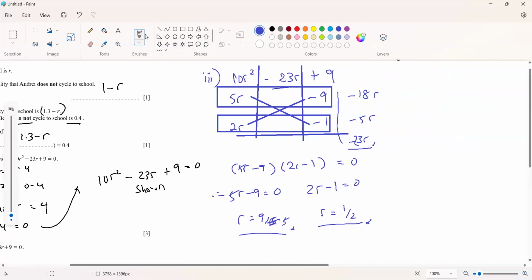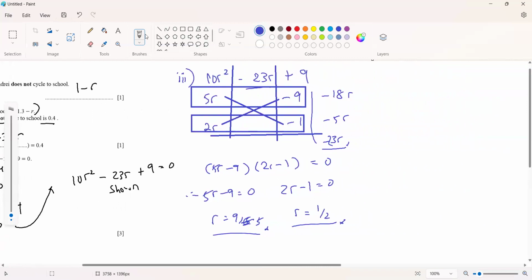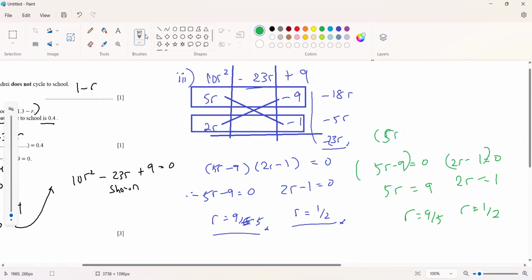Now, if you're not very sure how to do this cross method, you also can reverse engineer it. In other words, if your final answer in your working, if you use your calculator, your answer is R equals 9/5, R equals 1/2. This is the answer that you see on the calculator. What you can do is reverse calculate. So you multiply both sides by 5. So 5R equals 9, 2R equals 1, 5R minus 9 equals 0, 2R minus 1 equals 0. And then you can just take this as your double bracket. So in other words, it would be 5R minus 9, 2R minus 1 equals 0.